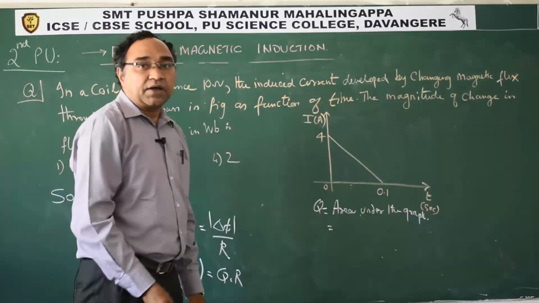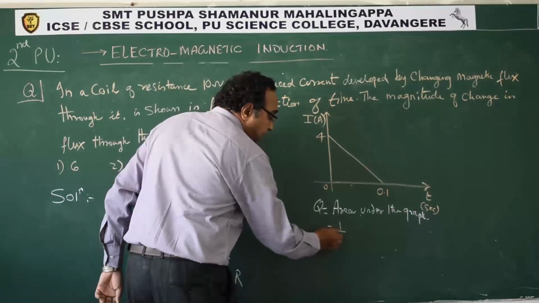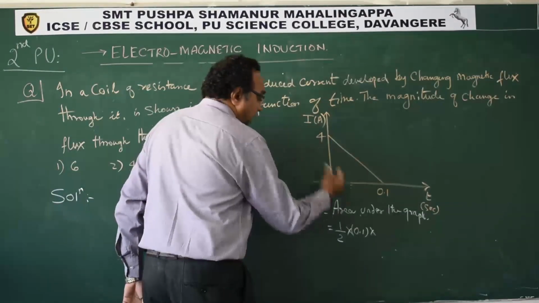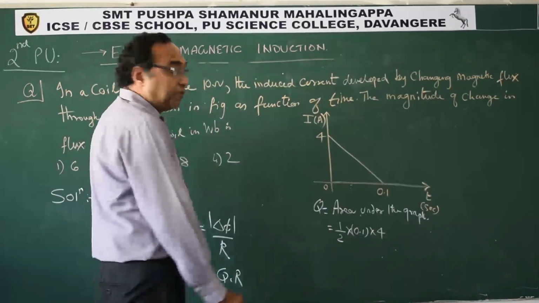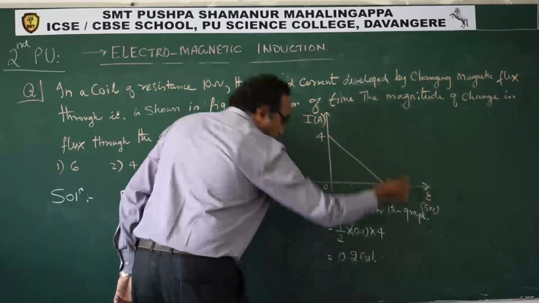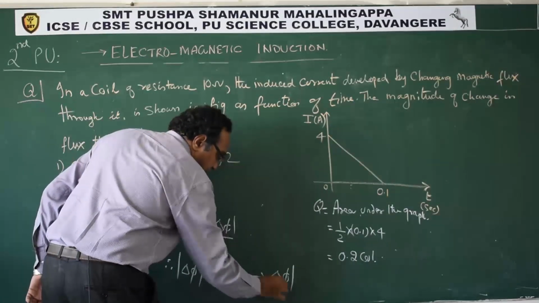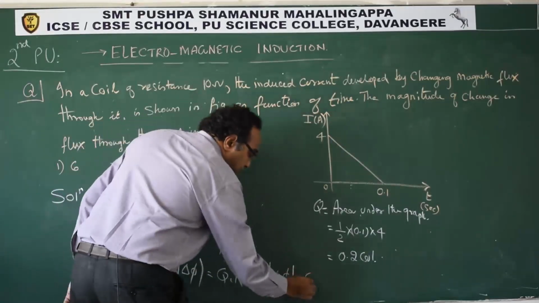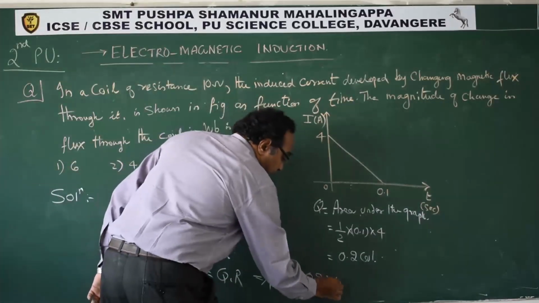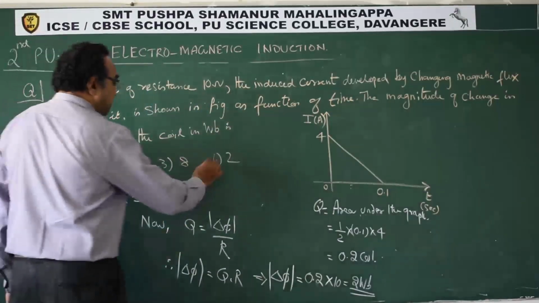How will you find the area under the graph? We see that this figure is triangular, correct? So area of triangle is half into base into height. So what we get this as, this we get as 0.2 Coulomb. So now what will be del phi? Therefore the change in flux magnitude is Q, it is 0.2 into R, which is 10. So this is 2, and our answer is the fourth one.